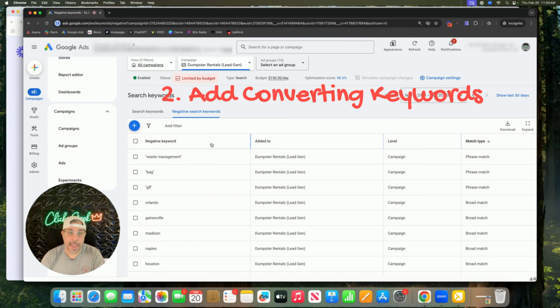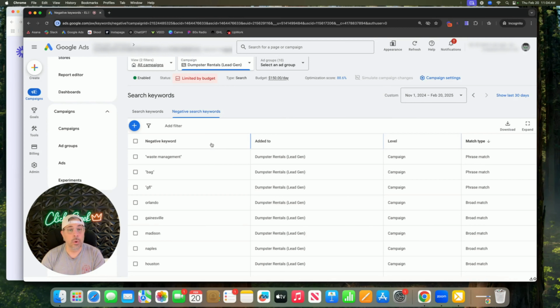Now, prong number two, adding keywords from your search terms report. This is huge. Nobody does this. I don't know why. It's insane to me. Google's literally giving it to you. They're saying, hey, this keyword is driving you leads and you're not bidding on it. You should probably bid on that. And just make sure you put the keyword in the appropriate ad group. That's really important, okay? And then prong number three, negative keywords.